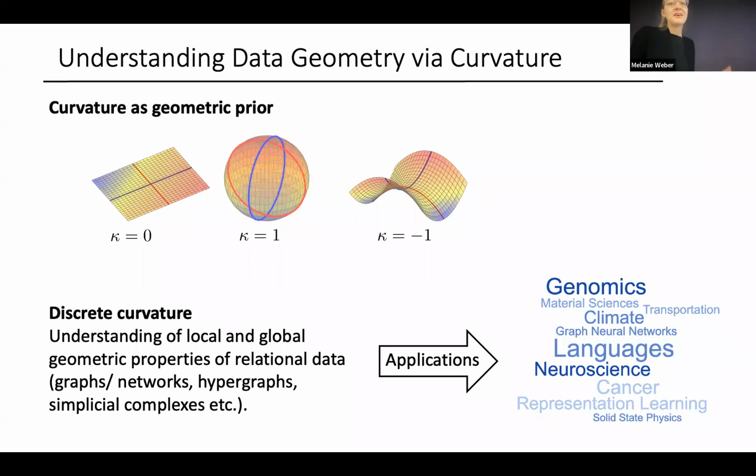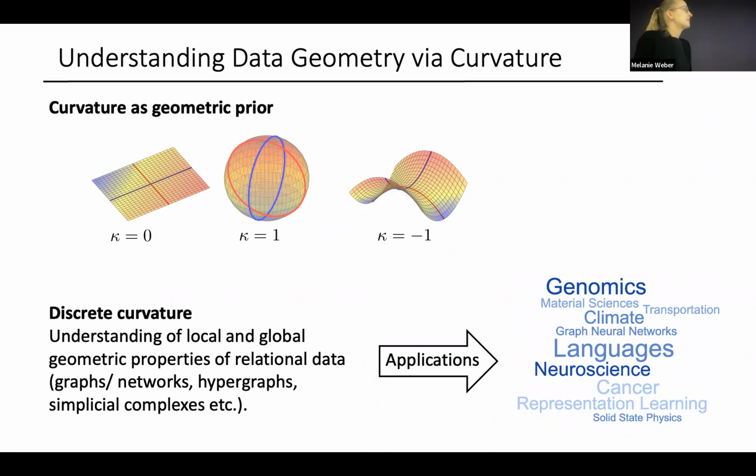So how can we understand data geometry and pick a good representation space? My favorite tool for analyzing data geometry is curvature. Even if you haven't taken a course in differential geometry, you probably have some intuitive understanding of what curvature is. You might know that Euclidean spaces are flat. The sphere is positively curved. And then I'm sure at some point you have encountered these saddle-like structures, which are examples of negative curvature.